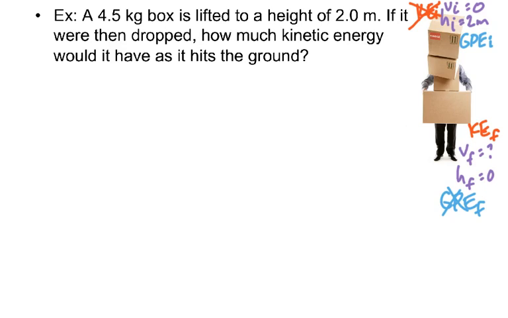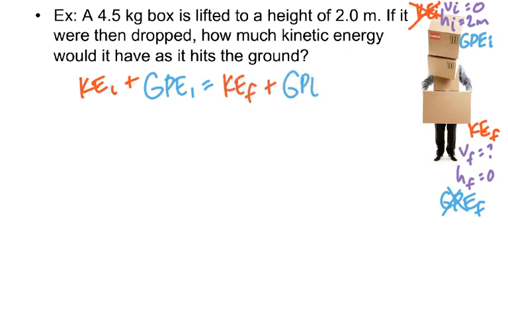Okay, so if we go back to our original equation that we had on the prior page, we've got KE initial plus GPE initial equals KE final plus GPE final. We're going to go ahead and cross out everything that's not present, so we can get rid of KE initial and we can get rid of GPE final. So that gives us a significantly simpler equation.